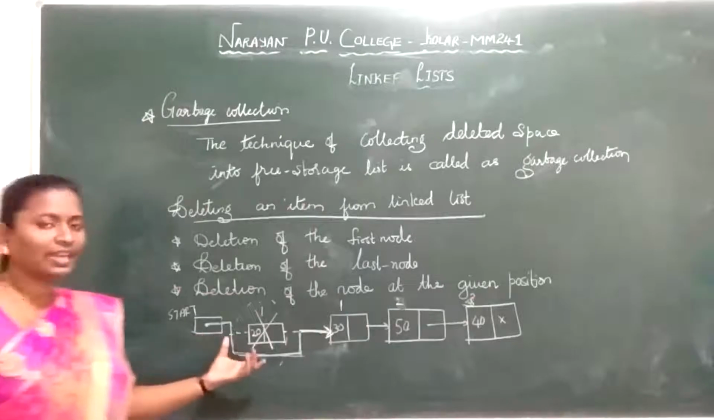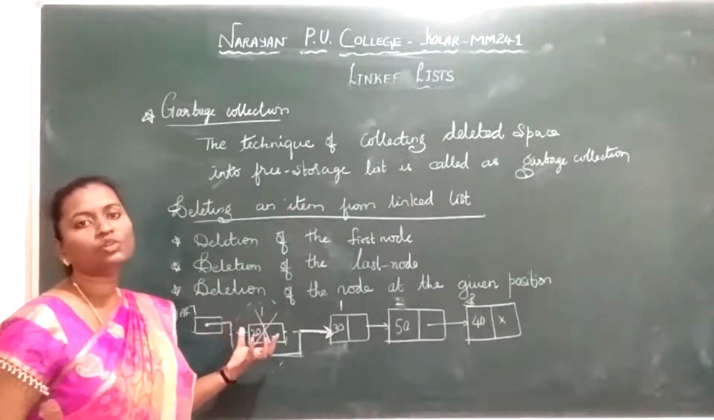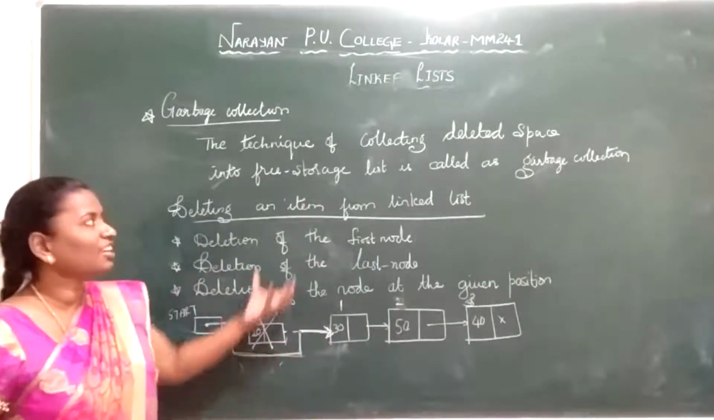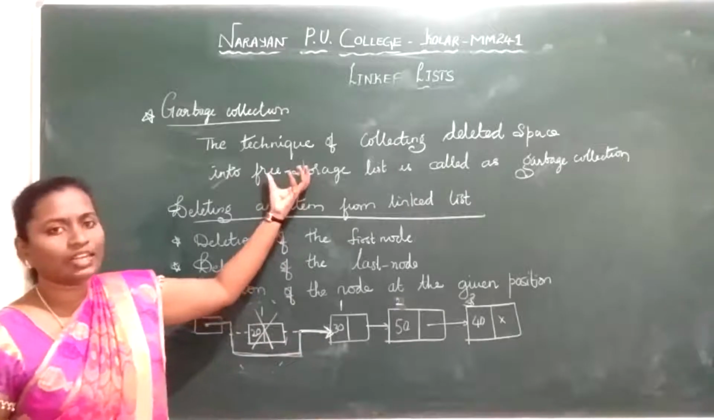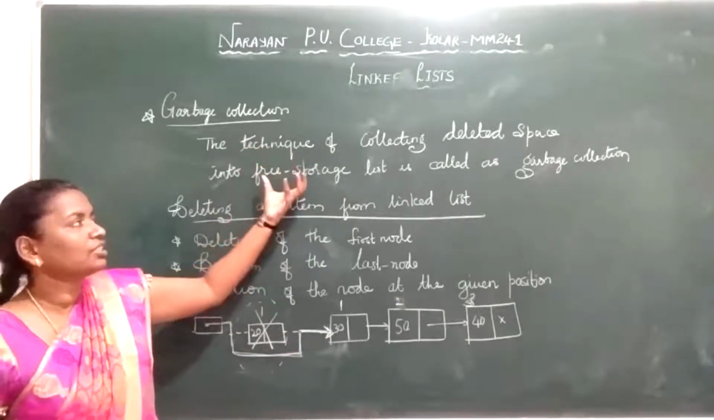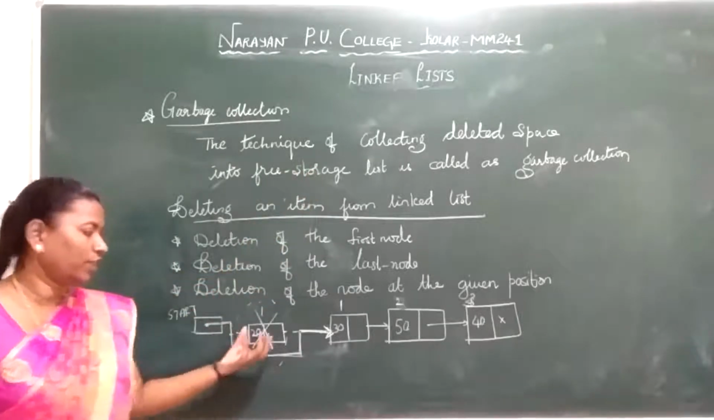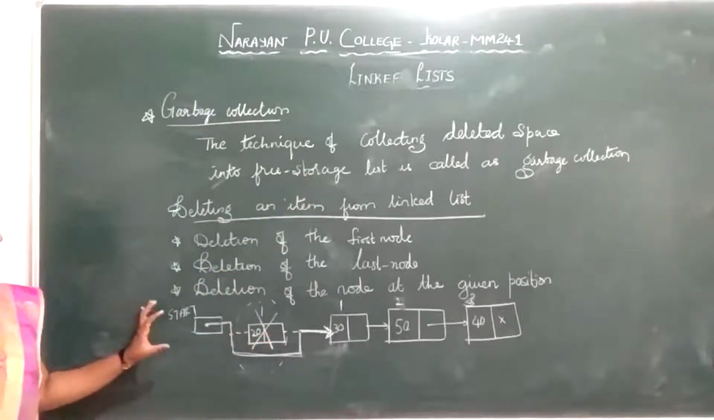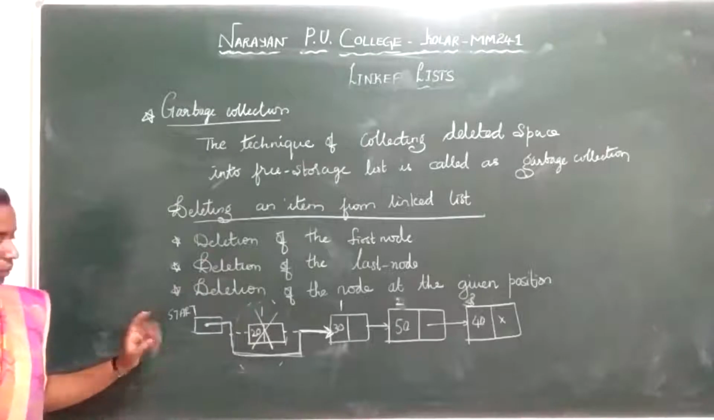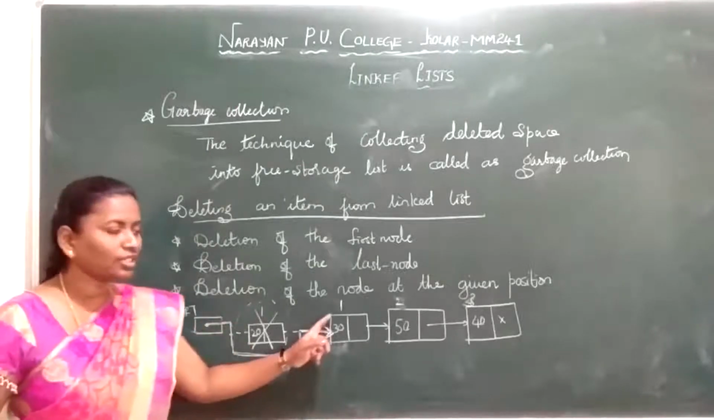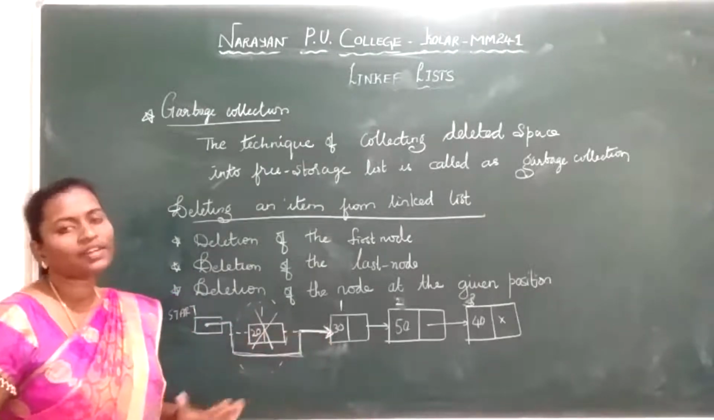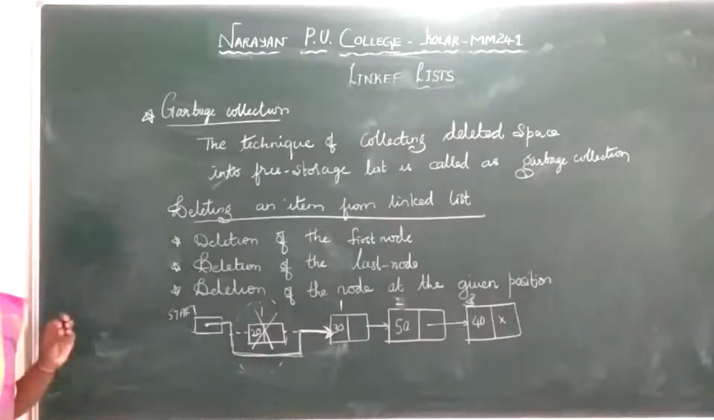Since you have removed the link, this becomes unused memory space that will be collected when you use the delete operation, the garbage collection function call, and it will be available in the free storage. You free this memory. Now, how am I going to delete from the beginning? I repeat, the starting address you give to the second node. That is how the first node gets deleted.